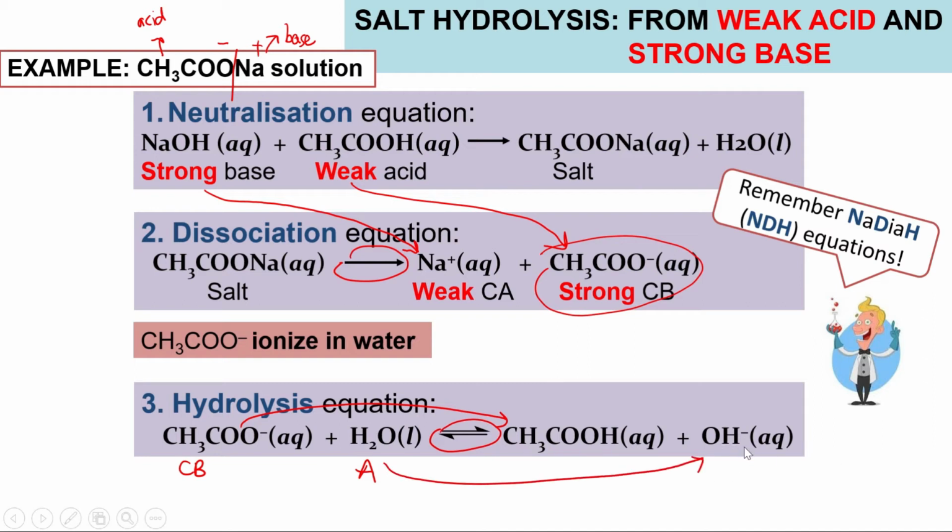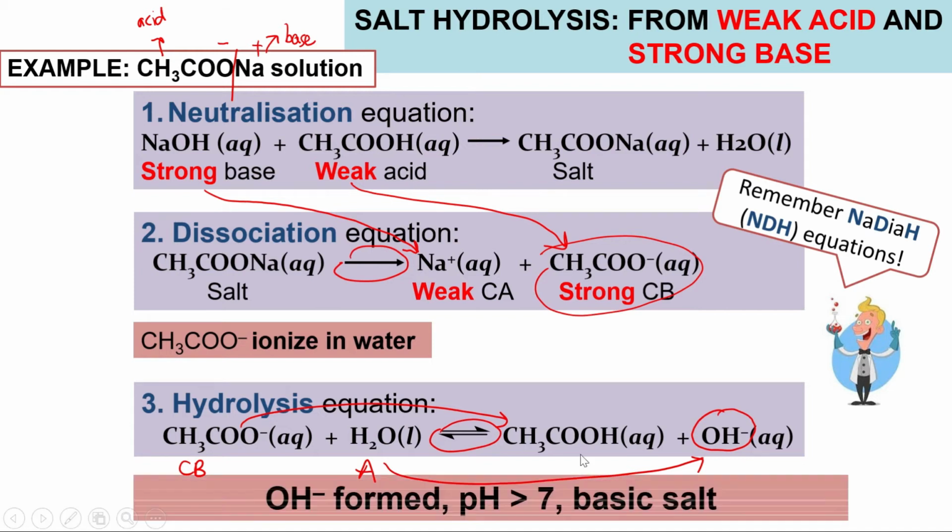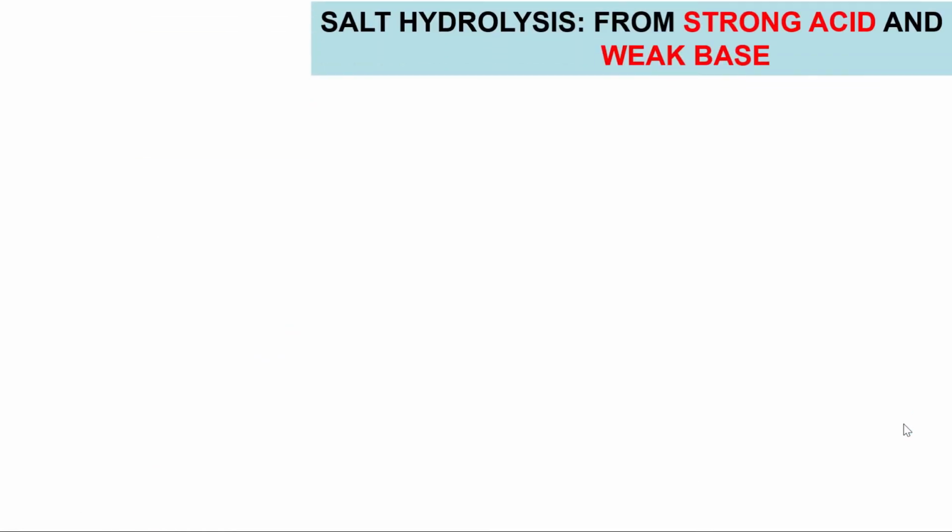In order to classify the salt into its property, you must look at the product of the hydrolysis. So we produce OH-. Since OH- is formed, pH is more than 7, therefore CH3COONa is a basic salt. Simple? Simple. Okay, now let's move on to another example.